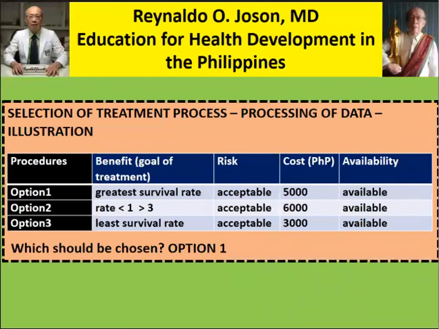Illustration. Greatest survival for option 1, least for option 3. Assuming that the risks are all acceptable, the most expensive cost is option 2, at 6,000, 5,000 for option 1, and 3,000 for option 3, assuming that all are available. So the question is, which should be chosen? Greatest survival with 5,000. Okay, so this should be the one chosen.